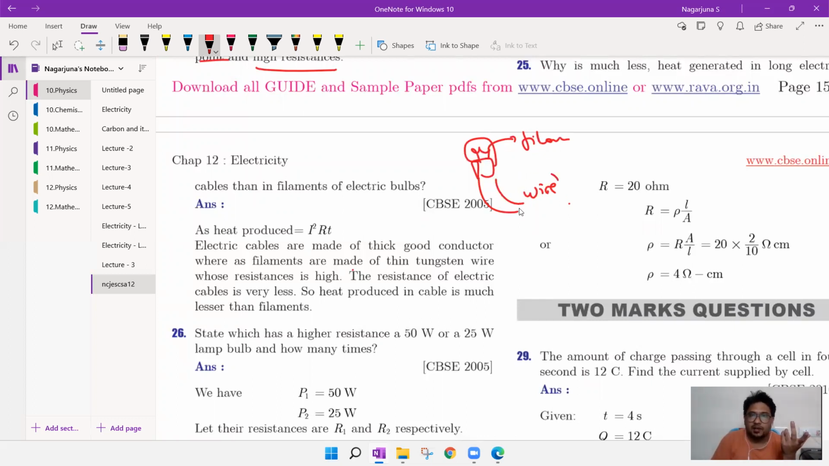Why? Because the wire is made up of a normal conductor, which is nothing but copper, which has low resistance. This filament is made up of tungsten. Tungsten has high resistance and a high melting point, so only in filaments is high heat generated compared to the conductor. It is a quite simple answer.